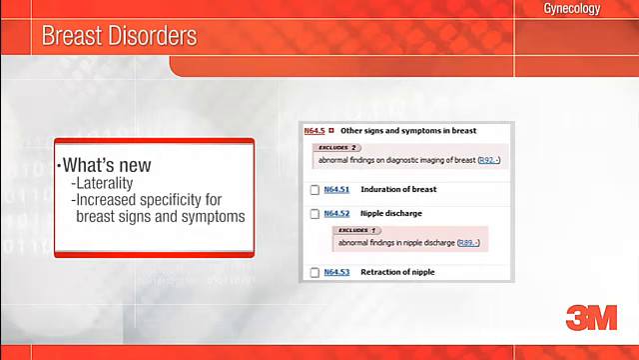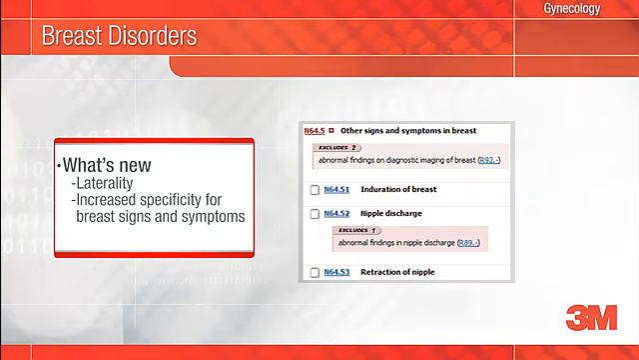There's not much change in the documentation requirements from ICD-9 to ICD-10 for breast disorders, with a few exceptions. Laterality has been included for some of the breast disorders, as well as for neoplasms of breast tissue. Several signs and symptoms now have their own specific code. As you can see on screen, there are now codes for breast induration, nipple discharge, and nipple retraction.